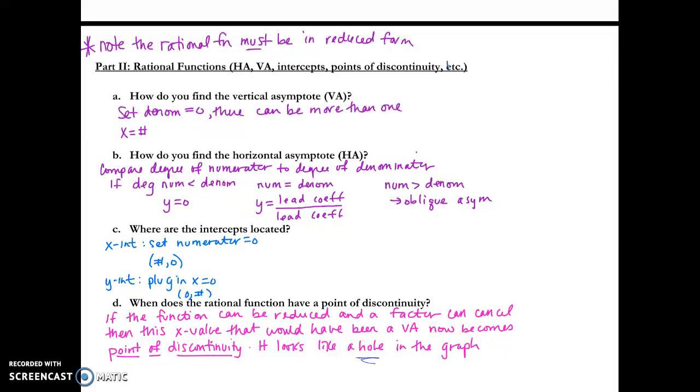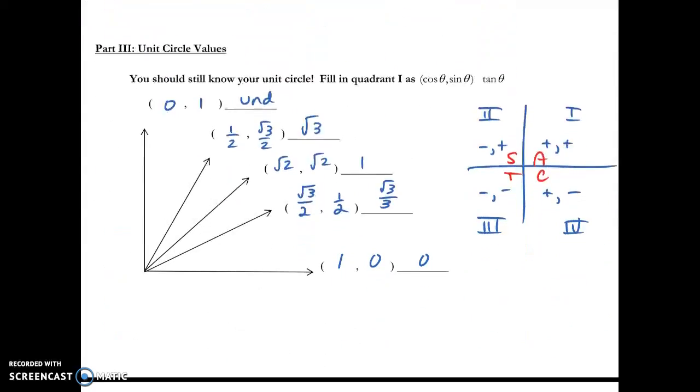And we'll see a few examples of problems like this on the next page. Another thing that we want to look up and refresh on is our unit circle. So fill in your quadrants and make sure you recognize all of your different ratios and revisit those if you need to. All right, next we're going to take a look at how to do piecewise functions.